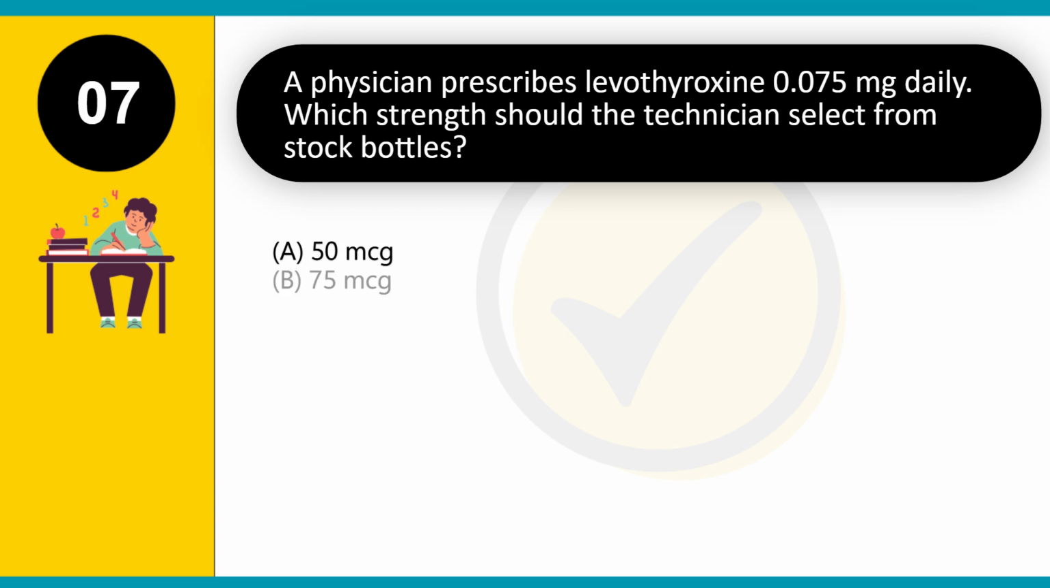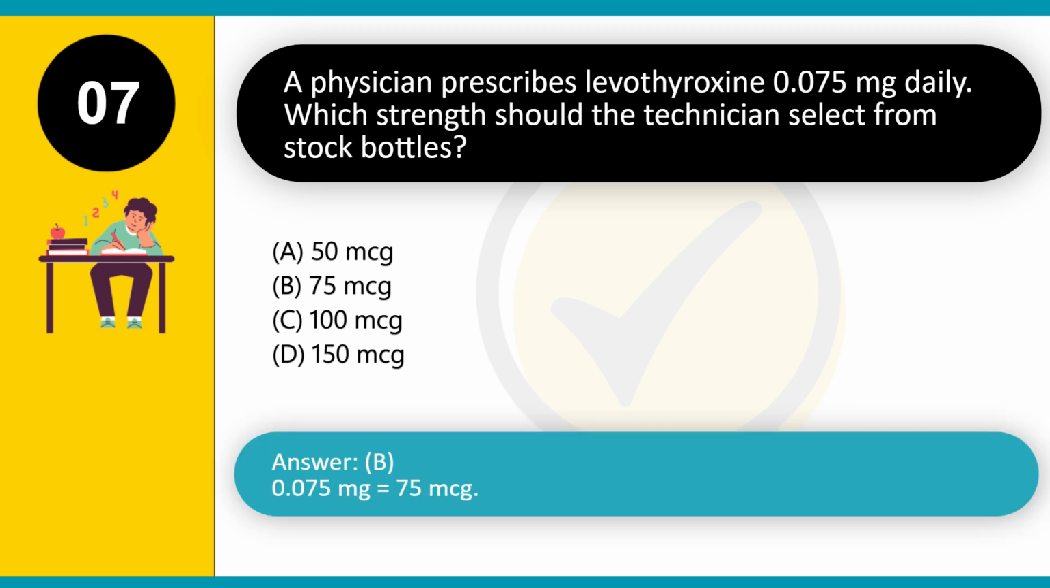A physician prescribes levothyroxine 0.075 mg daily. Which strength should the technician select from stock bottles? A. 50 micrograms. B. 75 micrograms. C. 100 micrograms. D. 150 micrograms. Answer, B. 0.075 mg equals 75 micrograms.